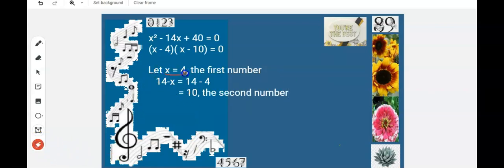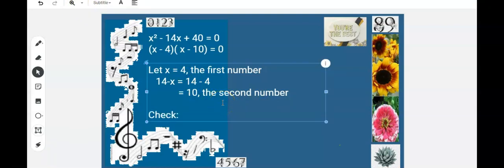Again, our first root is 4, so we let x be equal to 4. The representation of the second number is 14 minus x. So copy 14, replace x with 4. So we have 14 minus 4, it's 10. Okay? So the first number is 4 and the second number is 10. And indeed, 4 times 10 is 40. Check if the sum of the squares is 116. 4 squared is 16, and 10 squared is 100. So 16 plus 100 is indeed 116.